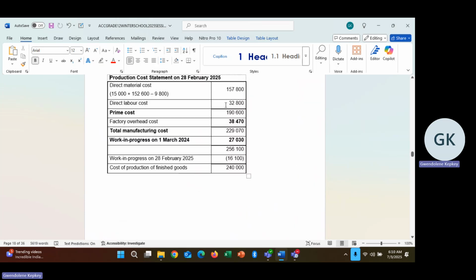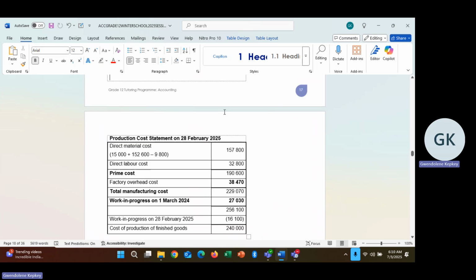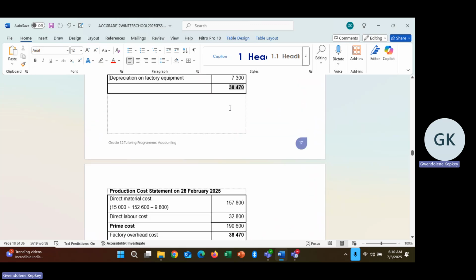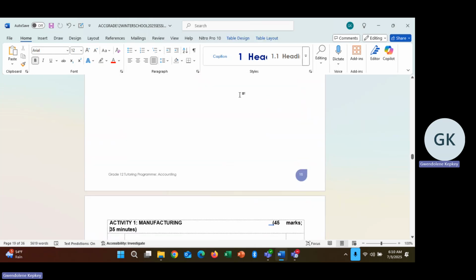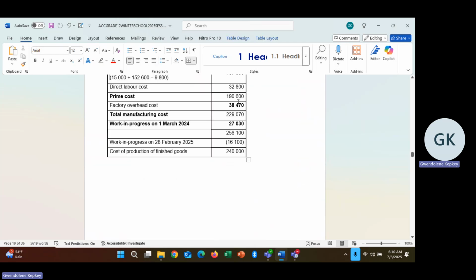Then I add these two, I come to an amount of 190,600. Let's go back. I add my direct material with my direct labor, I come to 190,600. Just a while ago, we calculated the factory overheads, so that figure now gets slotted into our statement. What do we do with these two totals? We add them. I come to total manufacturing cost.